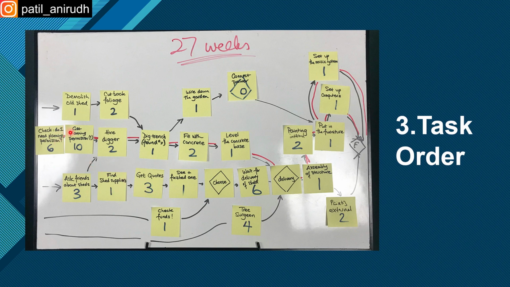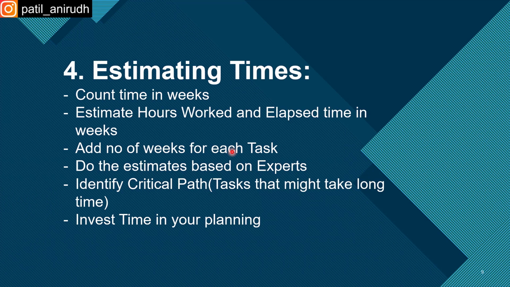But, do I need planning permission? This is important, right? Because if he demolishes the shed before planning permission, he might get scolded or face consequences from the government. So these things are critical, as they might take a longer duration for approvals, permissions, and getting signatures. So it might take some time, so it's the critical path. You can read these things out. And this is the third step, that is task order.